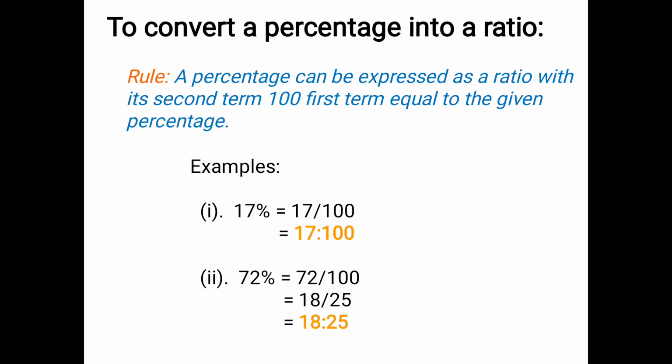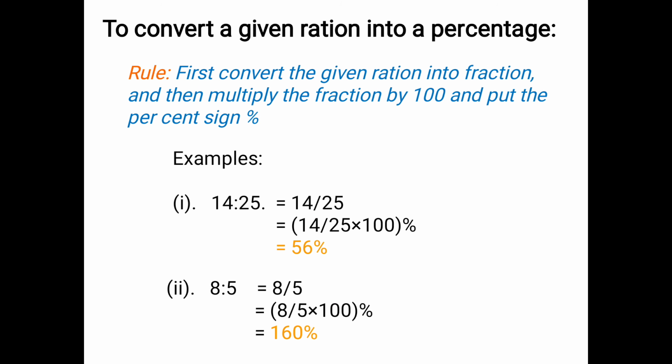Then coming to the next question, 72 percentage. 72 percentage means 72 by 100. If you divide the numerator and denominator, we will get the answer 18 by 25. So we have to write it as a ratio, isn't it? So 18 is to 25. The next slide: to convert a given ratio into a percentage. Previously they gave a percentage to convert into a ratio. Now they have given a ratio, and we have to convert it into the percentage.